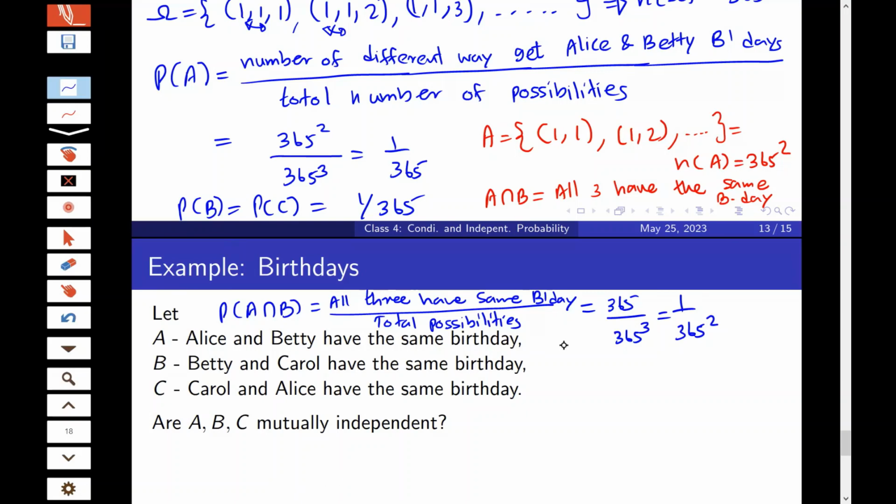And we can see this is the same as P(A) times P(B). P(A) is 1 over 365, P(B) is also 1 over 365. If you multiply these, you get this. So this means A and B are independent.